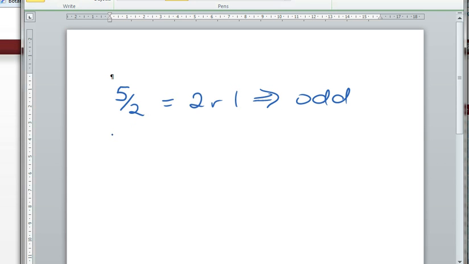Now, to check if a number is even, we know that 4 is even, so let's show how this works. 4 divided by 2 equals 2, and the remainder is 0. So therefore we know that that's even.